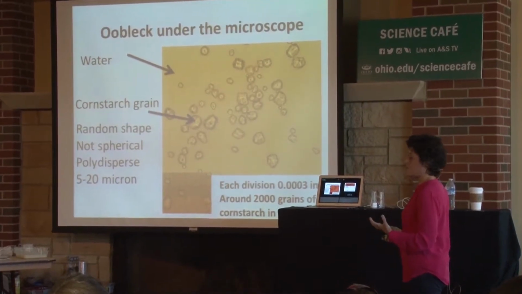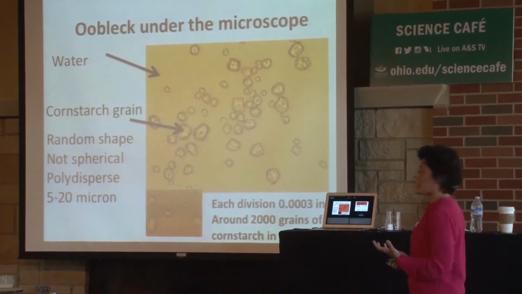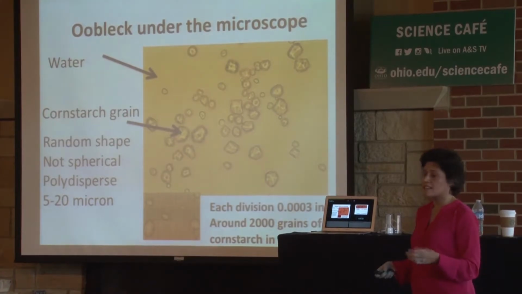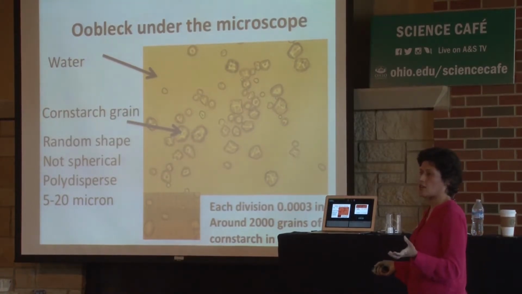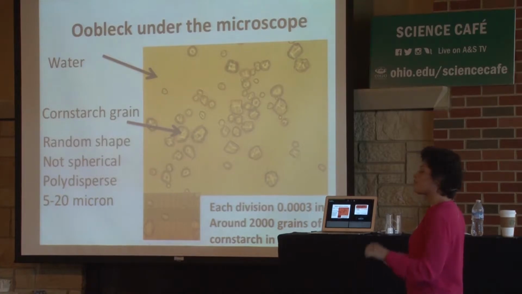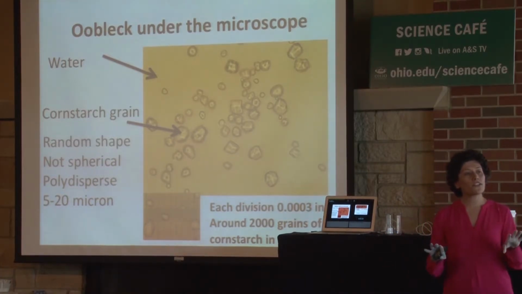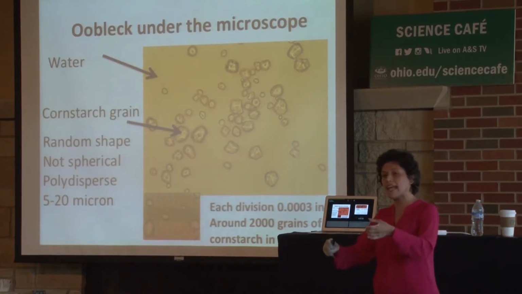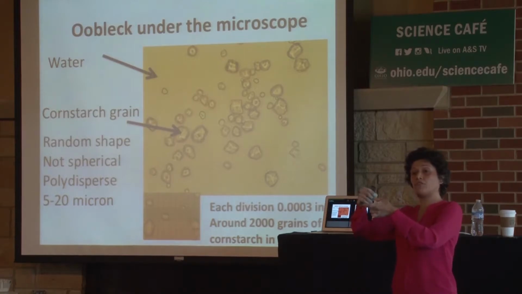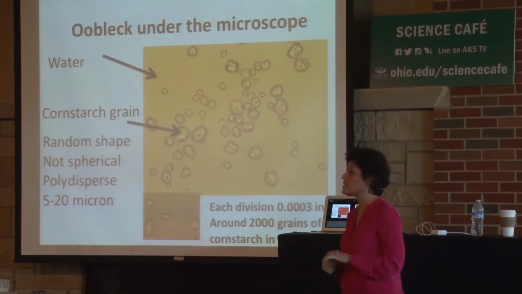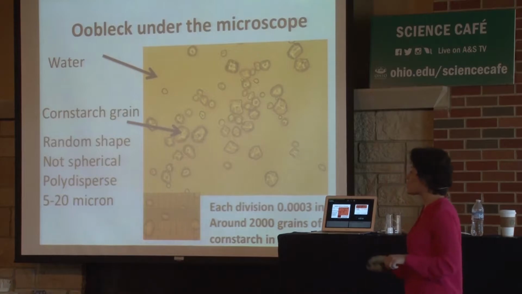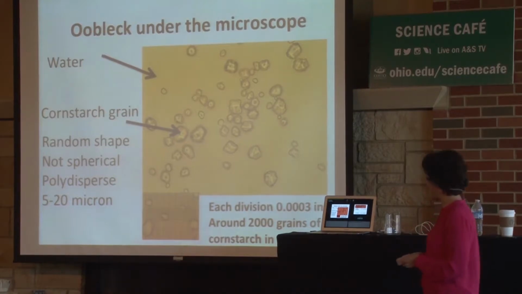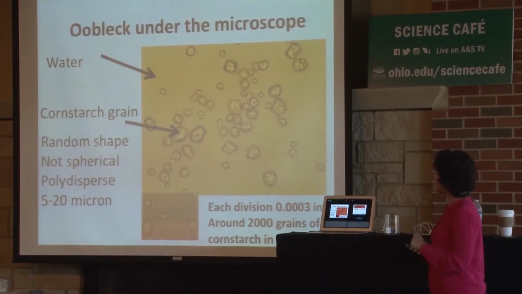So what we can see here, first of all, the grains are not spherical, right? The shape is random. The size is not unique, okay? So you have polydispersity, and if you measure that, the size of cornstarch varies between 5 to 20 microns. What does that mean? It means that in 1 inch, you can have 2,000 grains of cornstarch. That's how small. Okay? And thanks to Dr. Tees, who provided us his microscope to be able to watch it under the microscope. And so this is Oobleck.